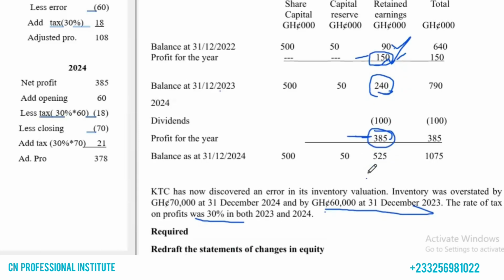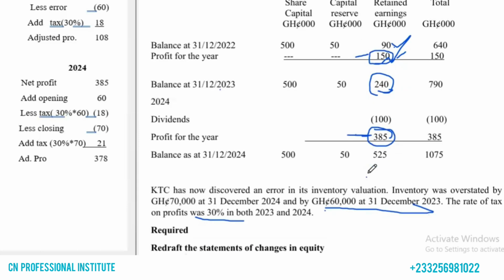Okay, so that's it. These ones are on errors. In the next video, we'll be solving questions on changes in estimates, and then we'll also solve another question on changes in policies. So we are left with changes in policies and changes in estimates. This one that we solved is errors. So I'll see you in the next video.